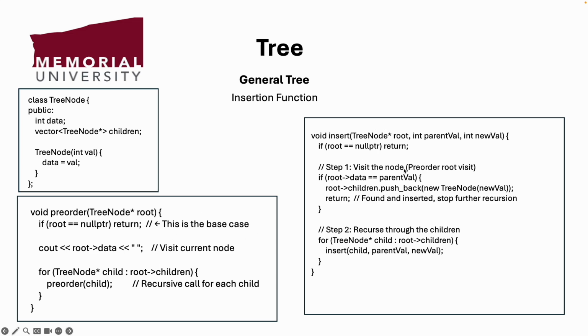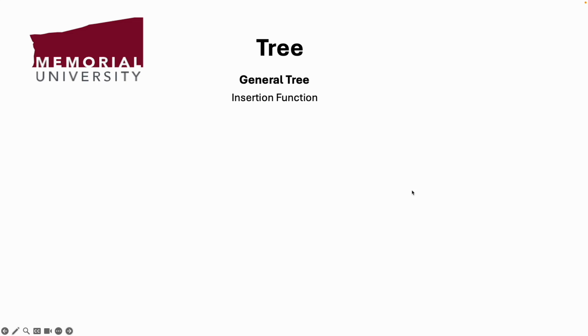In this insertion function, what do we just need to modify? The recursive part is pretty much similar, right? Compared with the pre-order traversal, we only add this piece to find and insert, and then stop the further recursion. That's it.